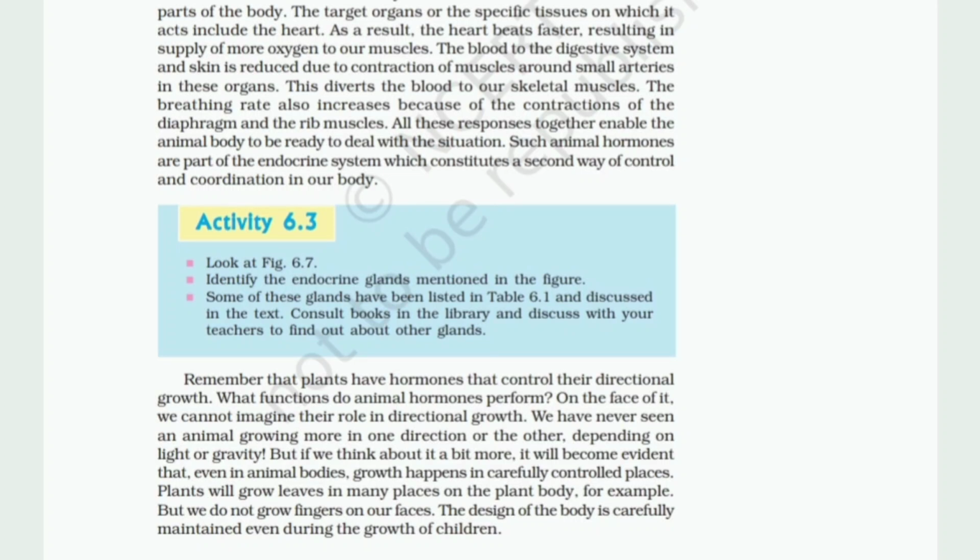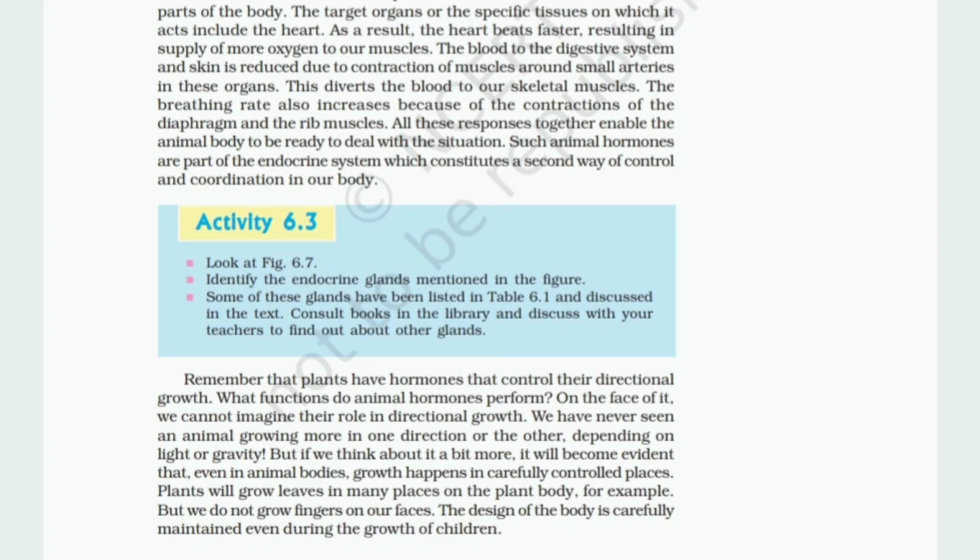Remember that plants have hormones that control their directional growth. What functions do animal hormones perform? On the face of it, we cannot imagine their role in directional growth. We have never seen an animal growing more in one direction or the other, depending on light or gravity.